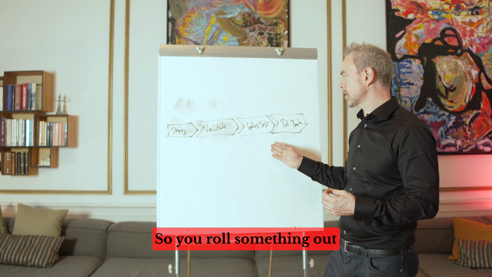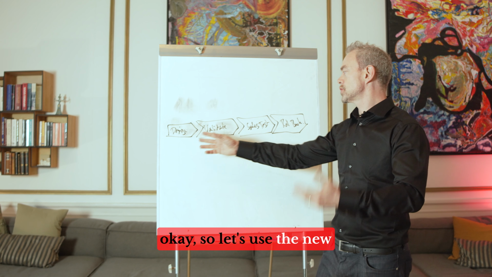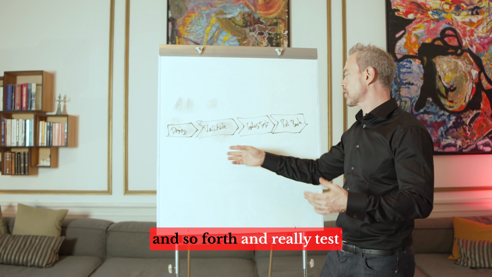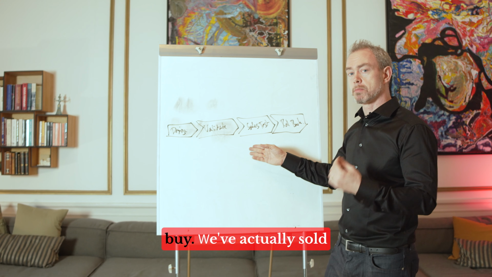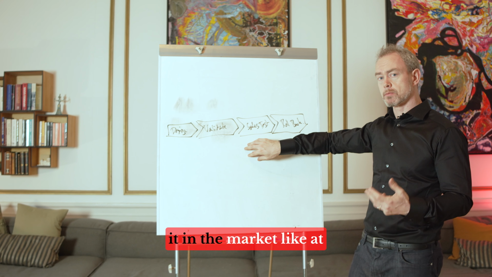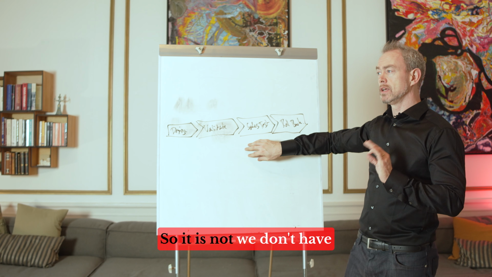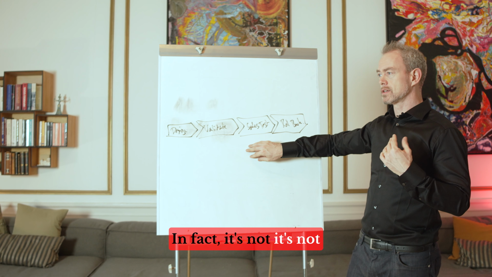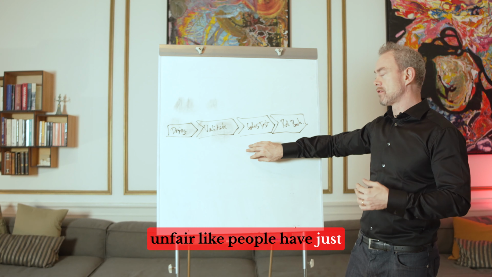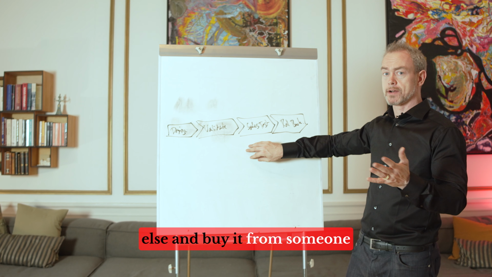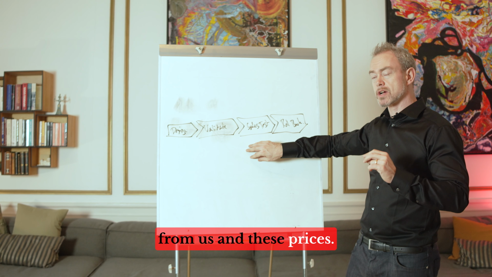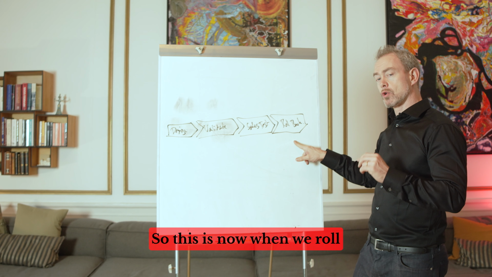So you roll something out in a sales test and you say, okay, let's use the new framework and the new pricing and really test if we can get someone to buy. We've actually sold it in the market at these prices. We know customers are willing to buy. We don't have a lock-in effect. It's not unfair. People could just have gone somewhere else and bought it from someone else, but they bought it from us at these prices. So this is now when we roll it back.